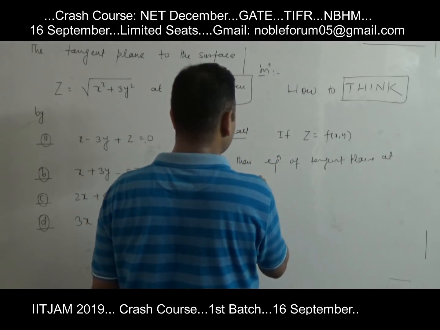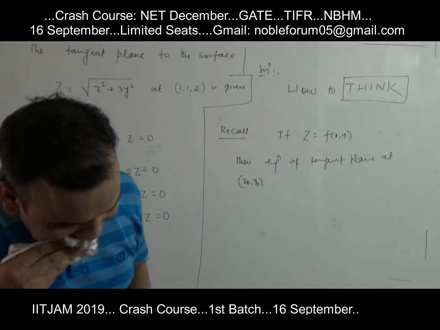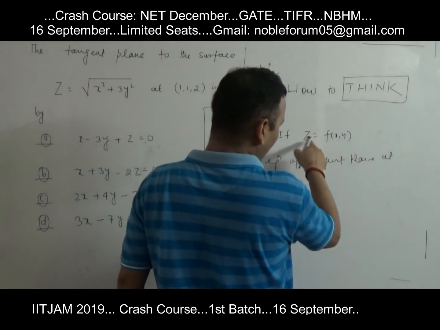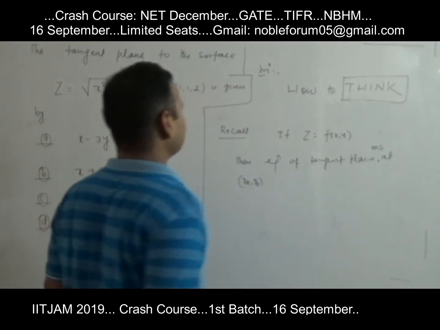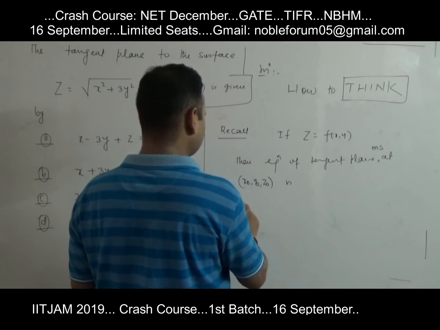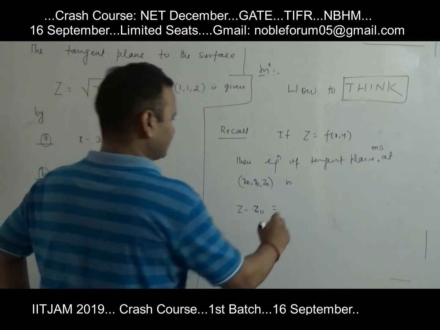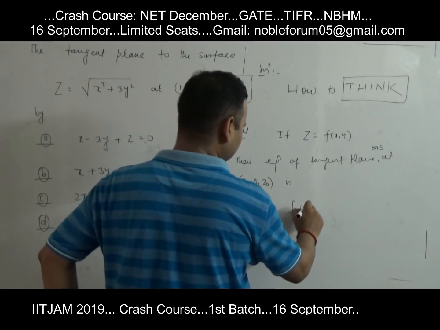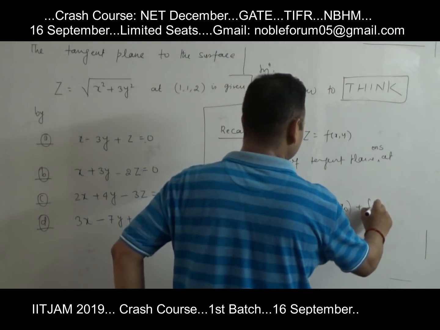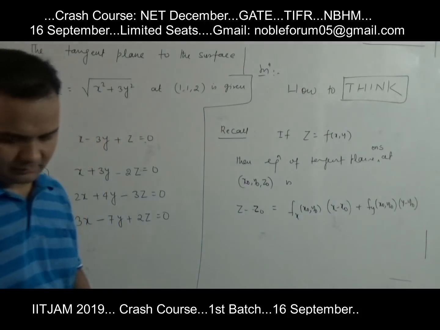at x naught, y naught. Okay? So the equation of the tangent plane at this point on S, at (x naught, y naught, z naught), is z minus z naught equal to, what is that? f_x at this point (x naught, y naught) times (x minus x naught) plus f_y at (x naught, y naught) times (y minus y naught). So this is the equation of the tangent plane.